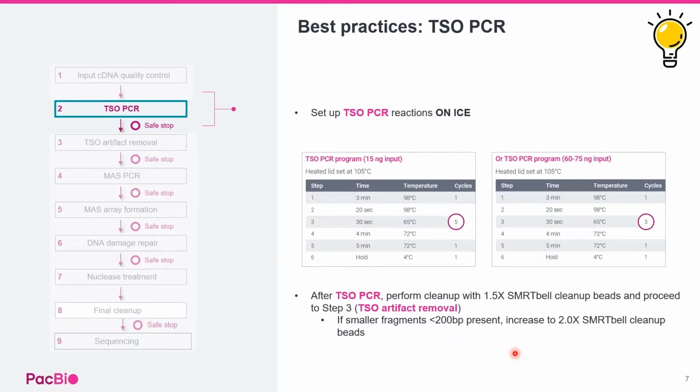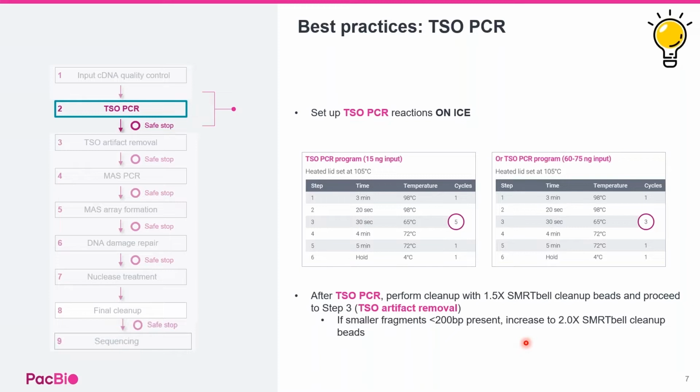So some of the best practices for TSO-PCR is first to set up the TSO-PCR reactions on ice. And this is because the PCR polymerase in the PCR mix contains 3' to 5' exonuclease activity, which negatively impacts amplification yield if these reactions are prepared at room temperature. There are 2 different thermocycler programs depending on the input amounts used. 5 cycles are recommended for 15 nanograms input, and 3 cycles are recommended for input between 60 to 75 nanograms.